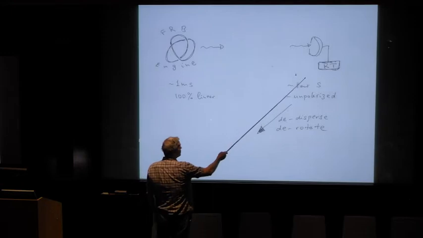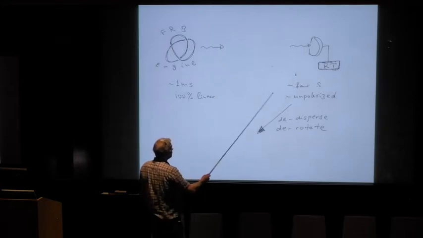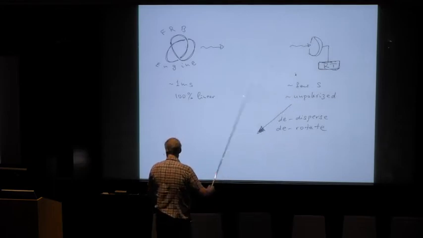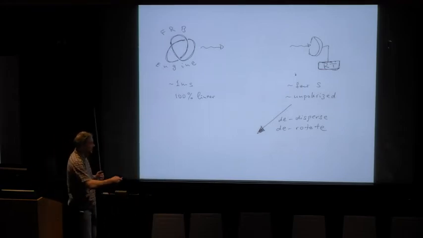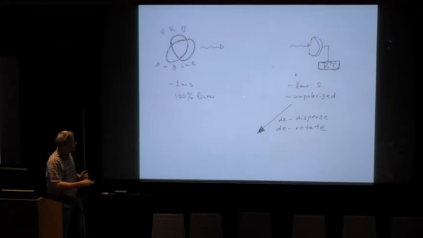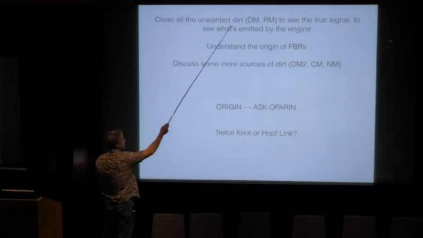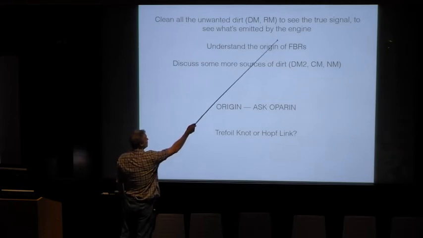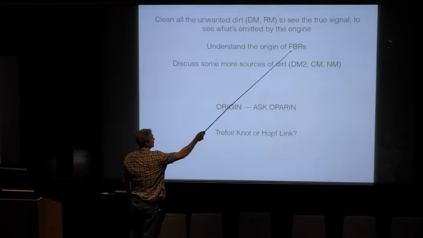So an ideal radio telescope will not observe what the central engine has produced. It will see something lasting for many seconds, almost unpolarized. And to get something, we need to really analyze this very high resolution signal. That is to say, we need to get rid of all this dirt, dispersion measure, rotation measure, to see to the center of the machine, and thereby understand.